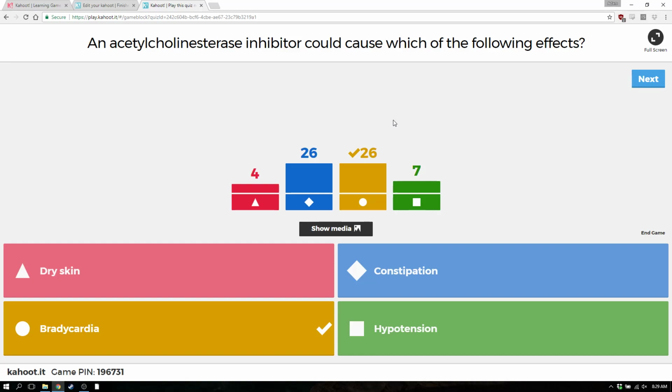L. Lacrimation, S. Salivation, yeah. So basically, they're secreting from every organ. Every mucous membrane is going to be secreting fluids, essentially, right? Those are the muscarinic effects.